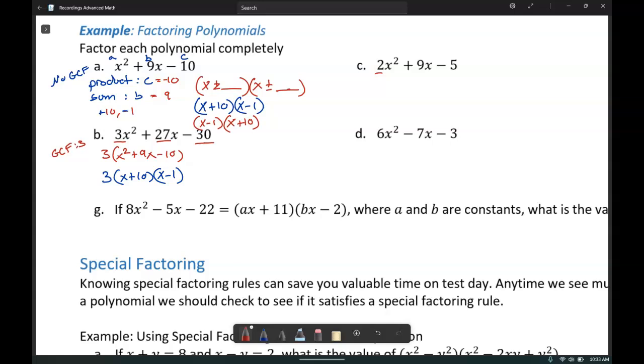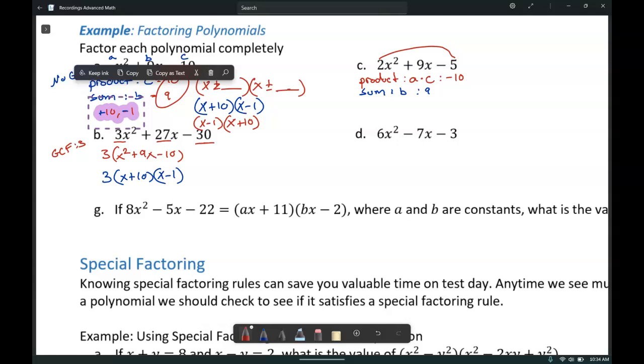Now on C, we notice that we have a leading coefficient, but there is no greatest common factor. And so we're going to factor the trinomial just a little bit differently. Instead of just a product of C, we're going to look for a product of A times C. So we're going to do 2 times -5. We still want a sum that gives us B, which in this case is 9. There we go.